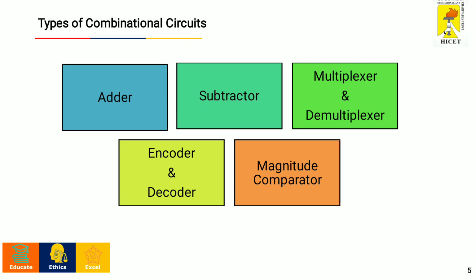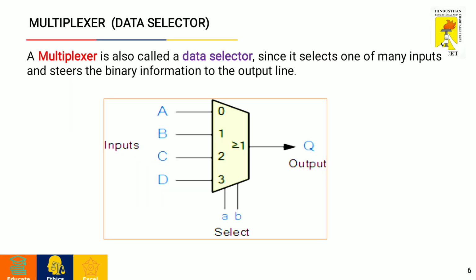Now we will learn thoroughly about the multiplexer. Multiplexer is otherwise called a data selector, since it selects one of many inputs and steers the binary information to the output line. If you see the block diagram, you'll be able to understand. Here we have 2 selection lines, 4 input lines and 1 output line.